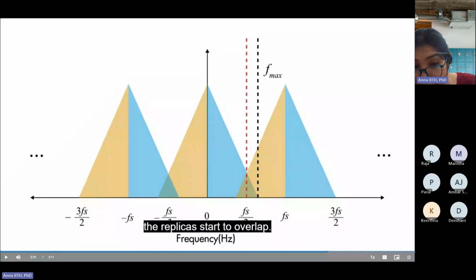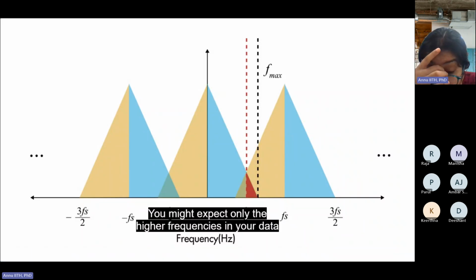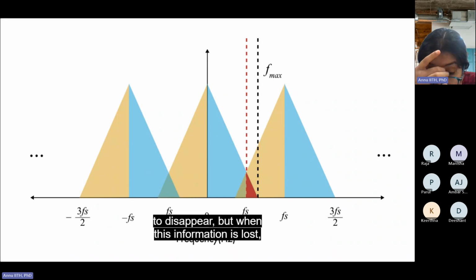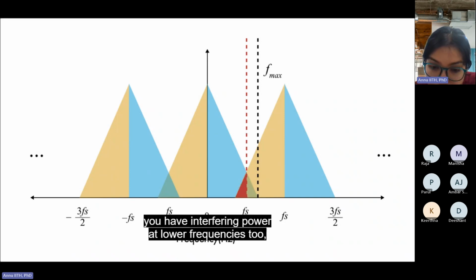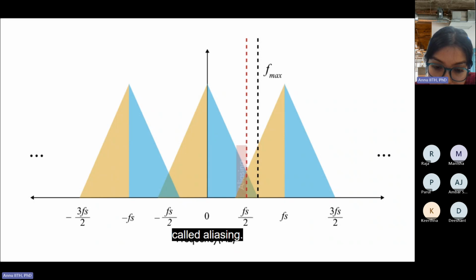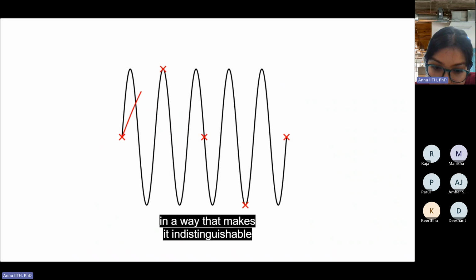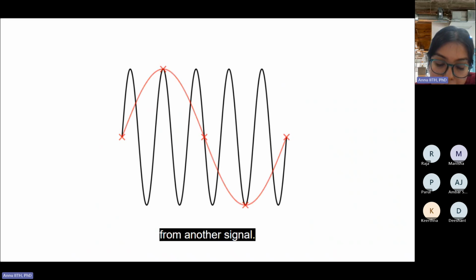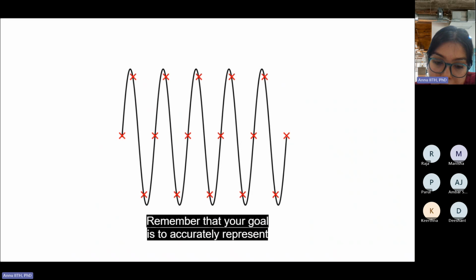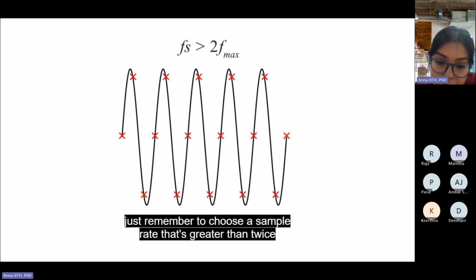If the aliasing happens, you will have the loss of information. The replicas start to overlap. You might expect only the higher frequencies in your data to disappear. But when this information is lost, you have interfering power at lower frequencies too, called aliasing. Aliasing occurs when a signal is sampled in a way that makes it indistinguishable from another signal. Remember that your goal is to accurately represent a continuous time signal with discrete points. In order to get your original signal back, just remember to choose a sample rate that's greater than twice your highest frequency.